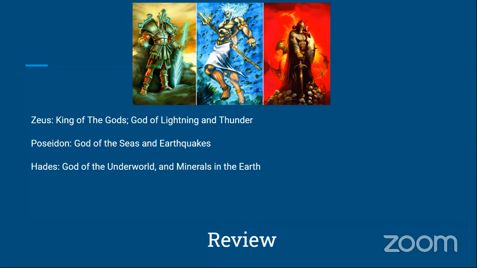Then we have Poseidon, who's god of the seas. He controls anything water related, everything in and around the sea. He also controls earthquakes. And finally, there is Hades, who is the god of the underworld. He's considered to be the richest god because he controls and has access to all the minerals in the earth, like diamonds, gold, gems, stuff like that. All of it is considered to be his dominion.